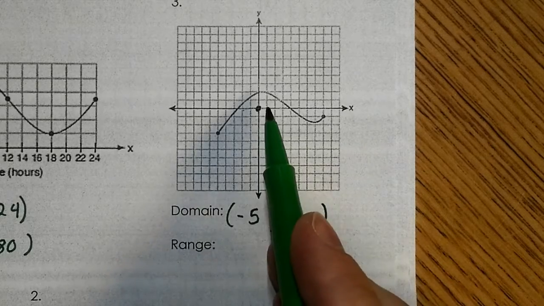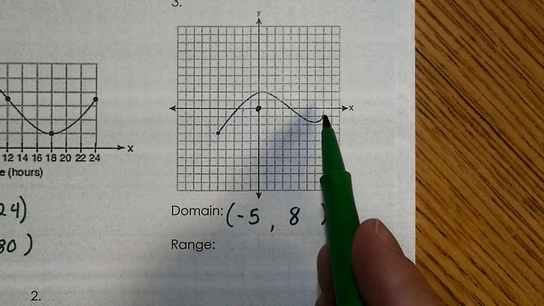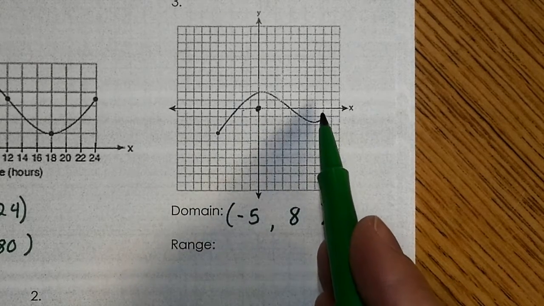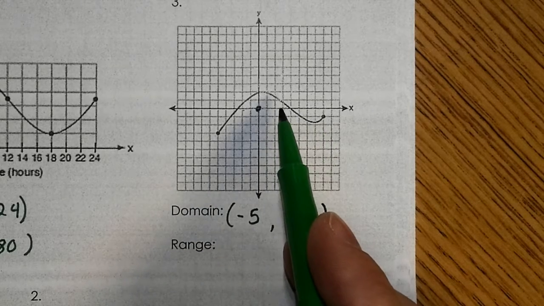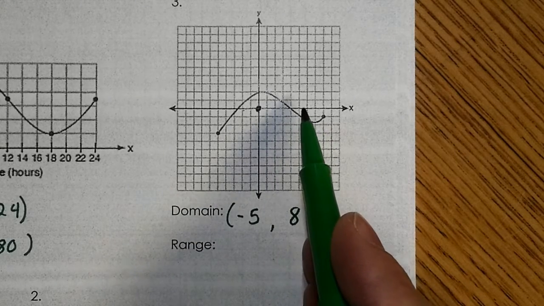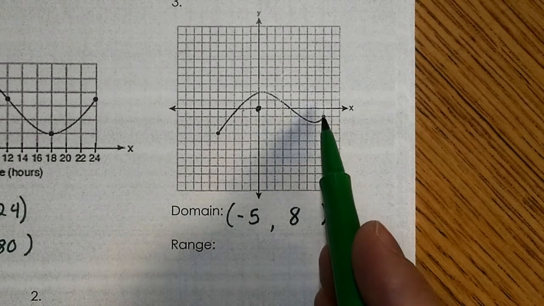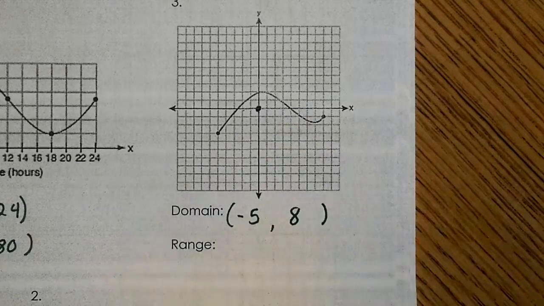Check it out. So from right here, we got to get to the farthest right point. This is the farthest right. Would you agree? So 1, 2, 3, 4, 5, 6, 7, 8. That would get us all the way to the end of the graph.